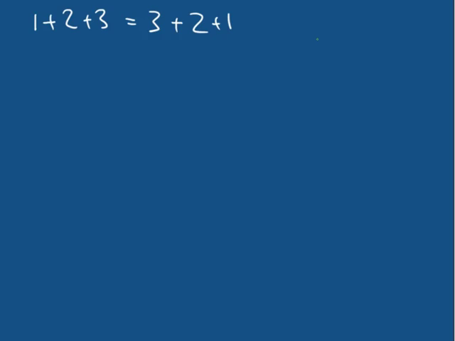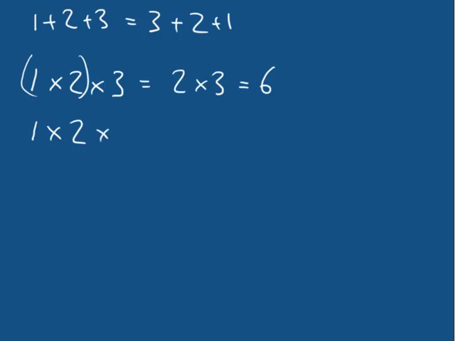But multiplication is also associative. If I was to have 1 times 2 times 3, I can group this in two ways and get the exact same result. I can group the 1 and the 2, which gives us 1 times 2 is 2, times 3 is 6, or I could group the 2 and the 3, which gives us 2 times 3 is 6, 1 times 6, which is 6. And we can see they are the same.